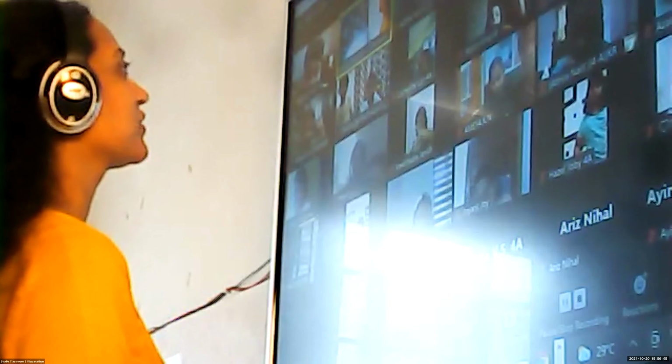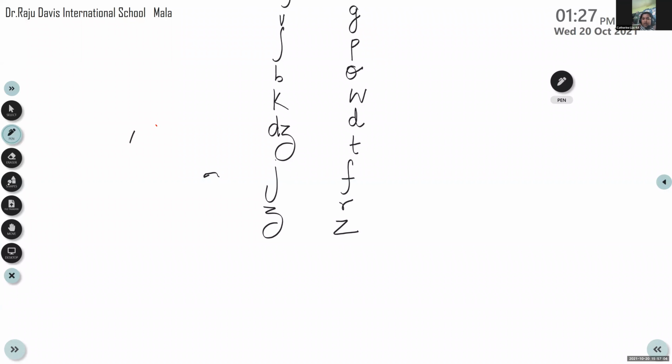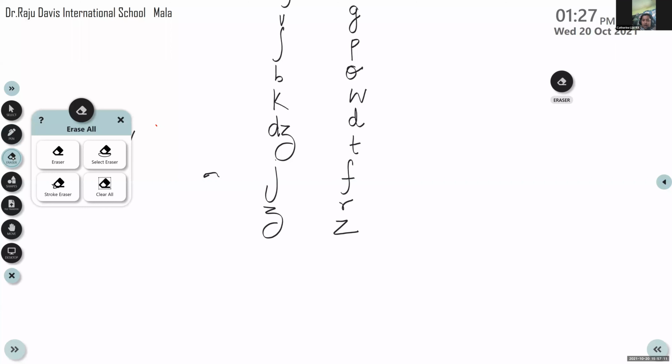So with that, we finished consonant sound symbols. Now we are going to start with the vowel sounds. Which were the two types of vowel sounds that we had? Long and short. Very good. And one more was there, a combination sound. No problem, it's a combination sound.